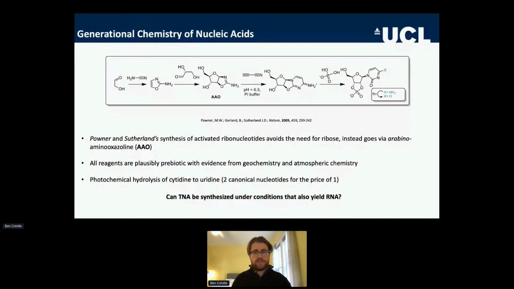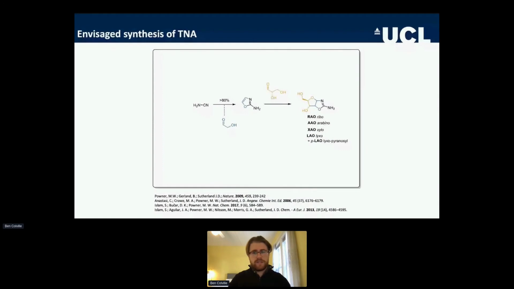And so we were really interested to see whether TNA can be synthesized under conditions that also yield RNA. One of the interesting things about this synthesis of RNA was the chemistry that they used. It gives you a variety of diastereomers at the aminooxazoline stage. So not only do you get the arabinoaminooxazoline that you need to make the activated cytidines that were shown in 2009, you also get the ribo, the xylo, the lyxo, and the pyranosyl lyxo.